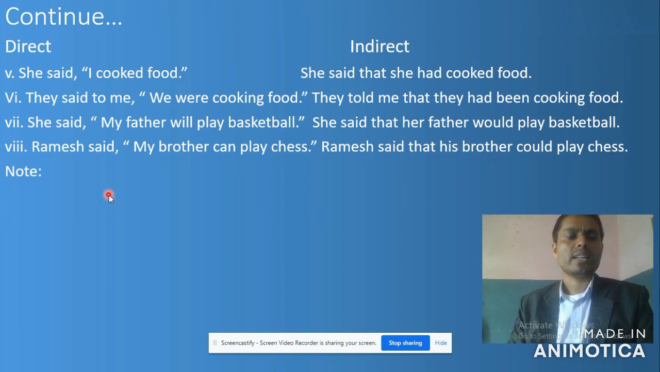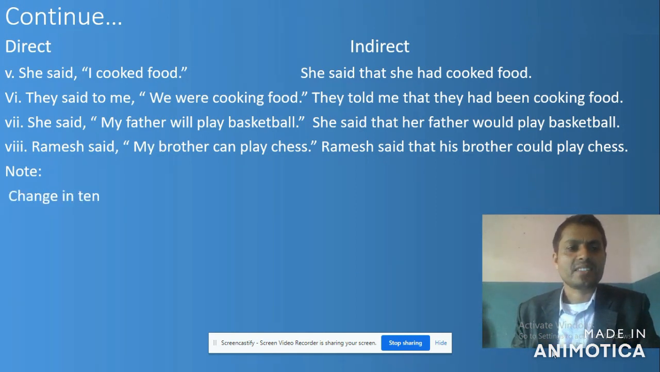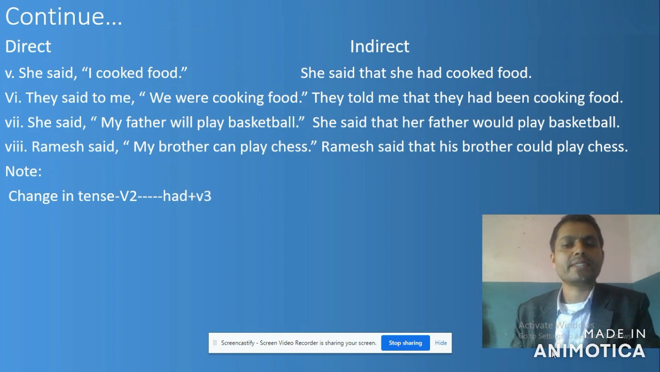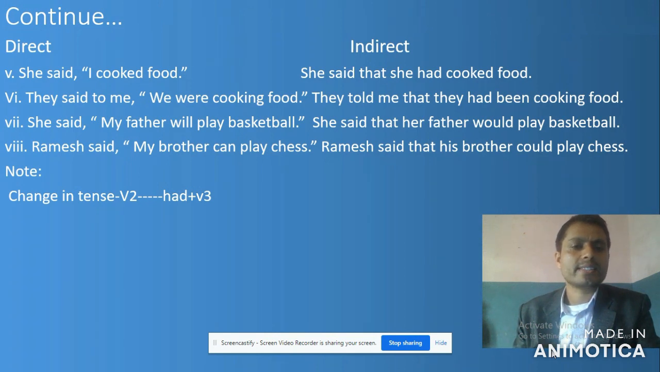Now my dear student, let's write down the most important things from the above example sentences we have created. Look here: change in tense. Whatever I taught you before, now I'm just going to give you the most important thing only, that you have to keep in your mind. If there is verb two, I mean simple past tense, change it into past perfect tense, had plus verb three. That we have already done.